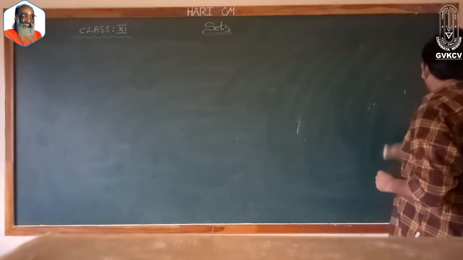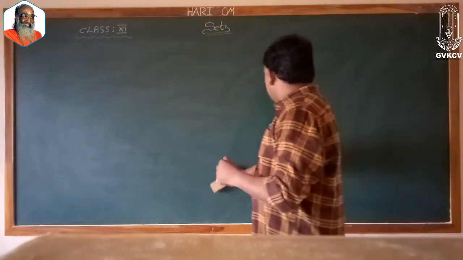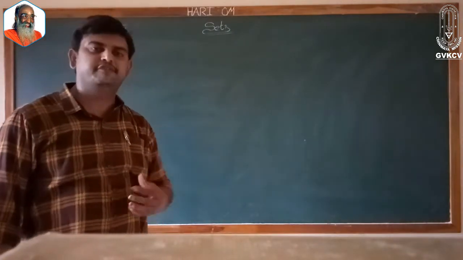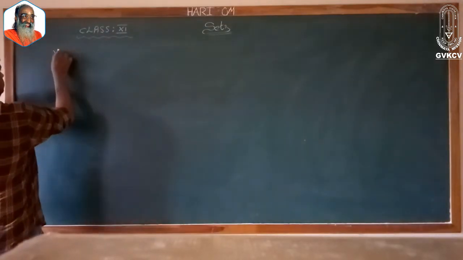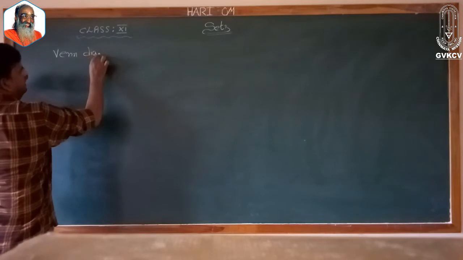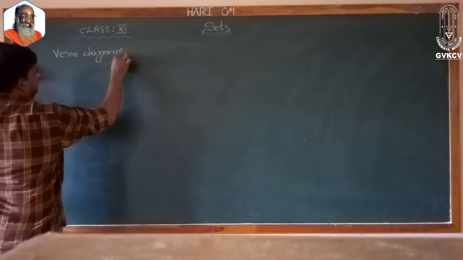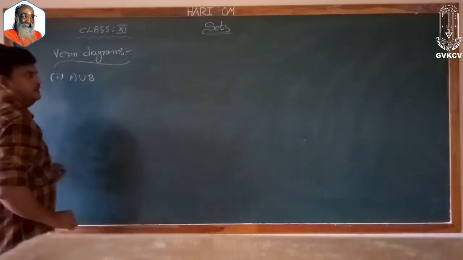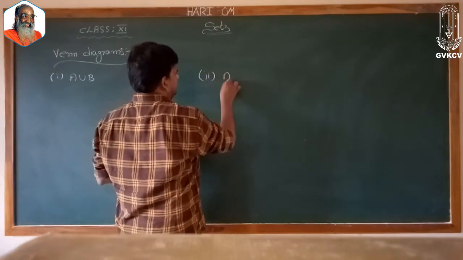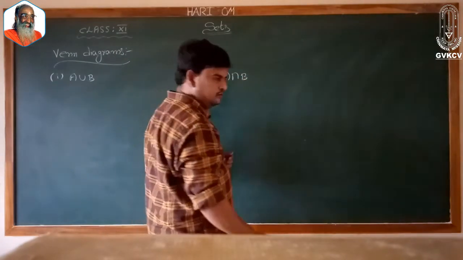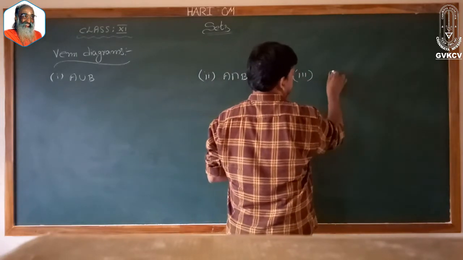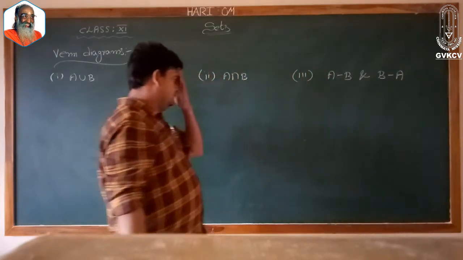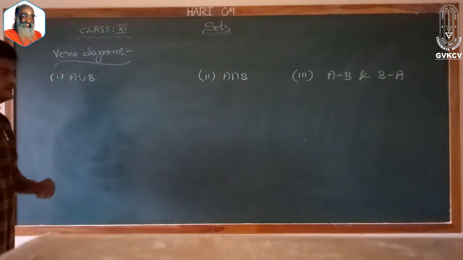Now we see the Venn diagrams of union, intersection and difference. A union B is the first Venn diagram we have, A intersection B is the second one, and A minus B and B minus A. So in total we have 3 Venn diagrams.